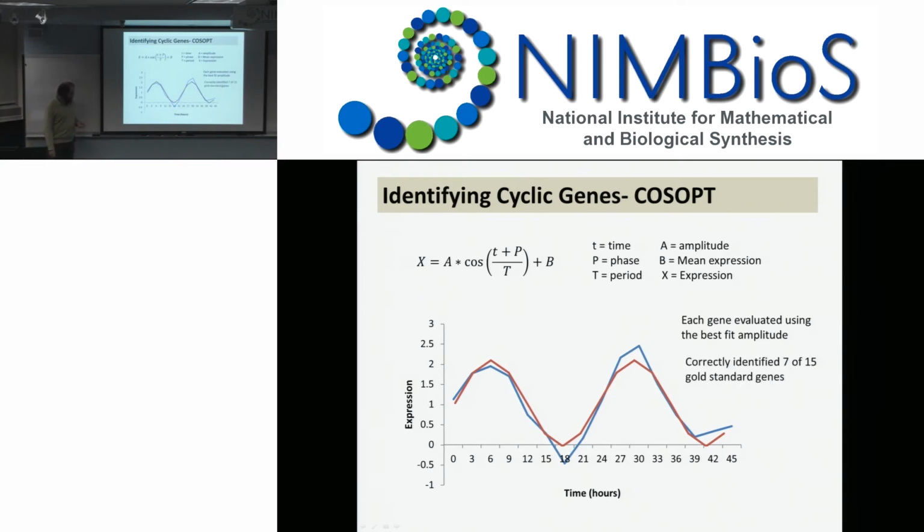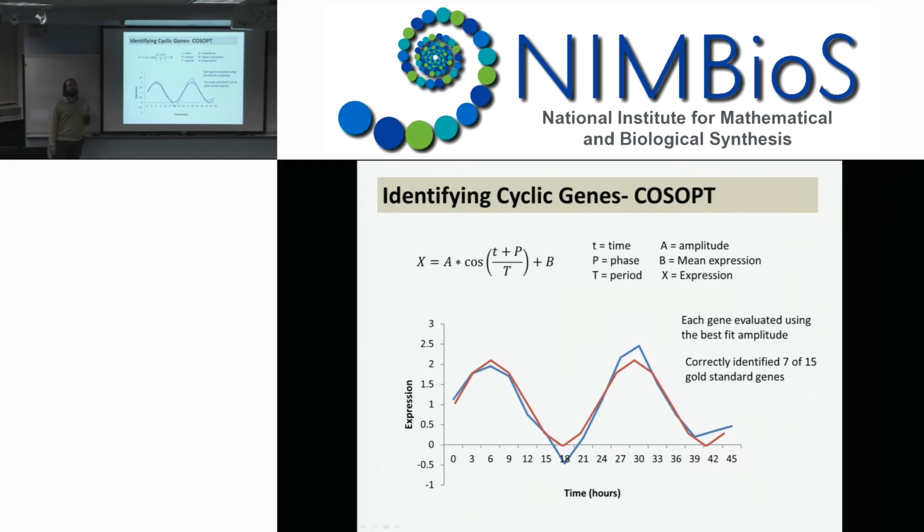And at a false discovery rate of 5%, we correctly identified 5 of these 15 gold standard genes, which we have physiological data we know cycle. So we don't know how many cycling genes there are in this organism, but 7 out of 15 isn't a good start for comparison to our gold standard.